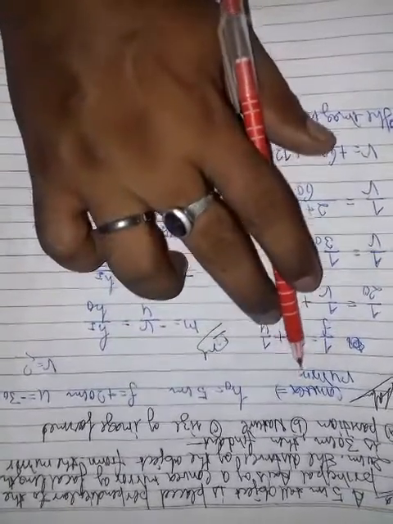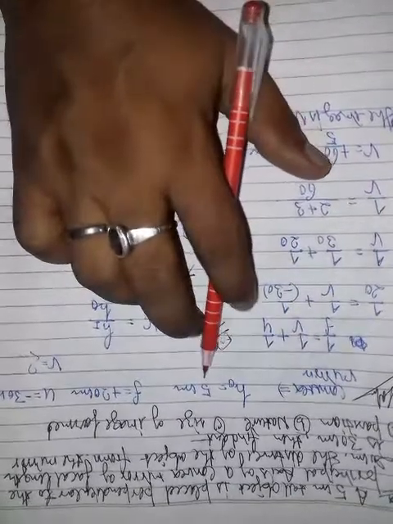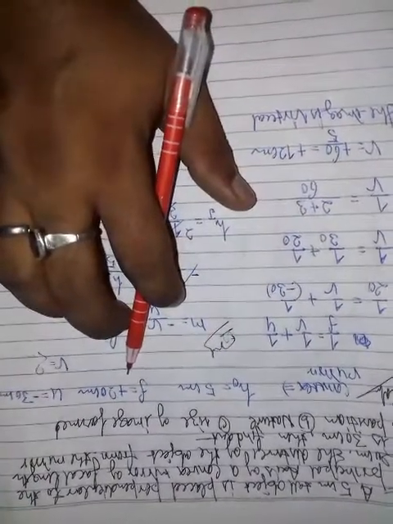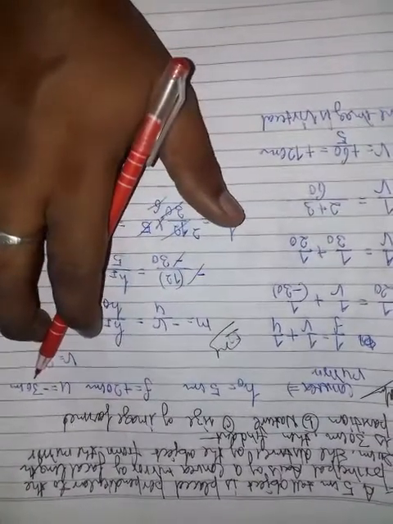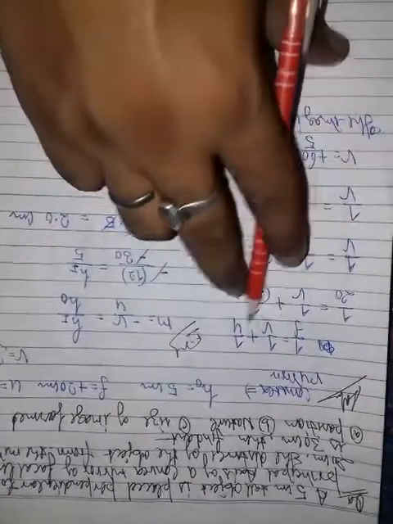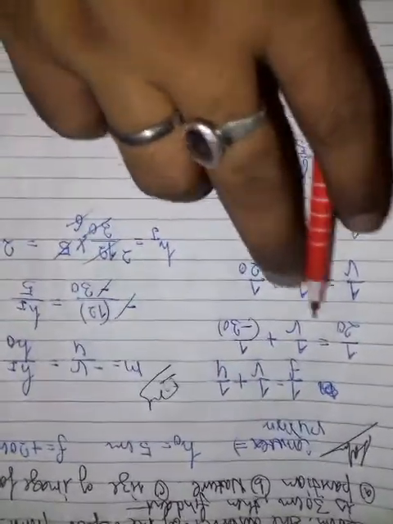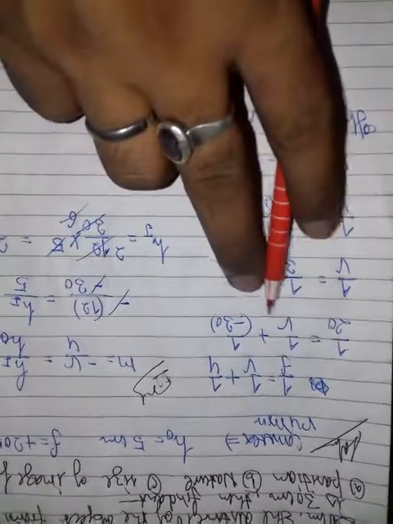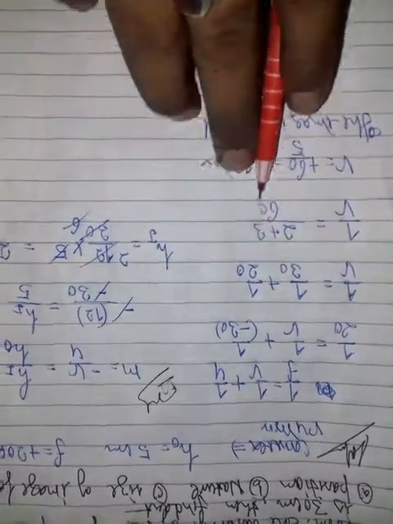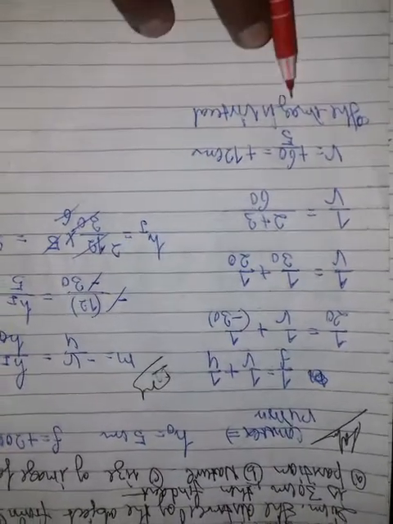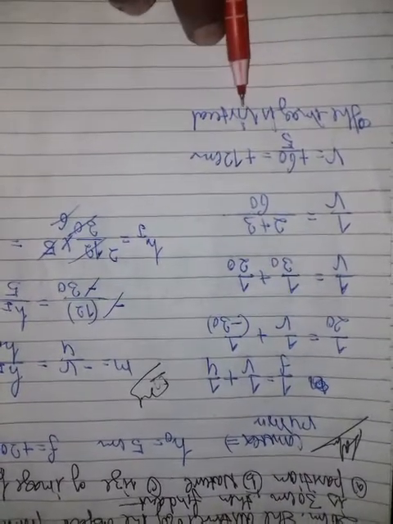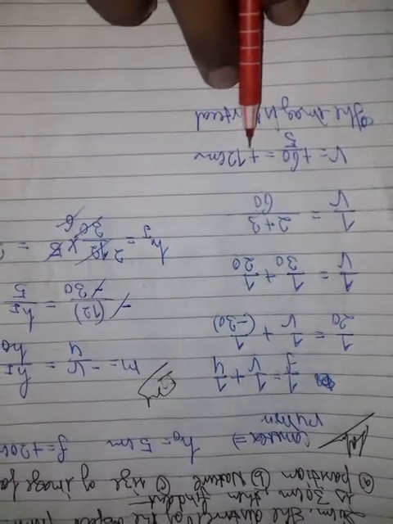The mirror is convex mirror. Height of object given is 5 centimeter. Mirror is convex, so the focal length is plus 20 centimeter, and the position of object is minus 30 centimeter in front of the mirror. By using the mirror formula, 1 upon f equals 1 upon v plus 1 upon u, and putting the values, we have got the position of image, that is 12 centimeter behind the mirror. The image is virtual because this value is plus sign.